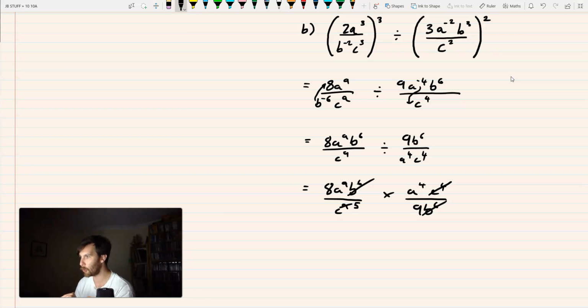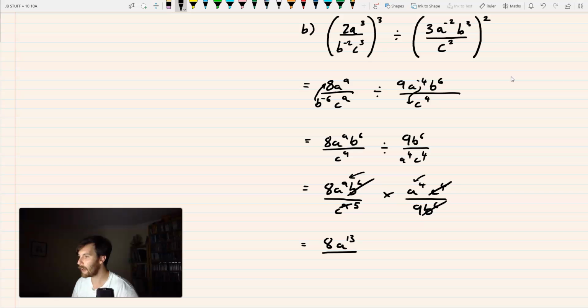So I've done that a little bit more quickly. And then I can use index law 1 to combine a to the power 9 and a to the power 4. So my answer is going to be 8, a to the power 13. Did I say that right a second ago? a to the power 9 times a to the power 4 is a to the power 13. I feel like I've just said that wrongly, but that's okay.